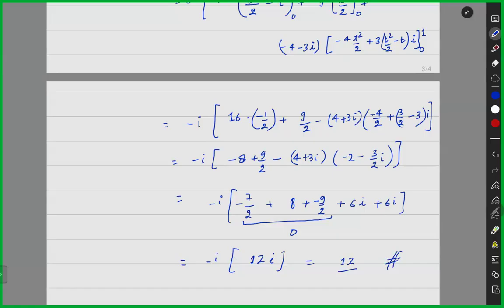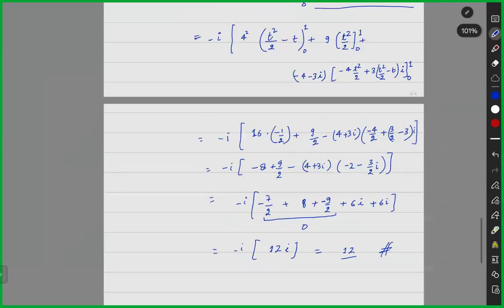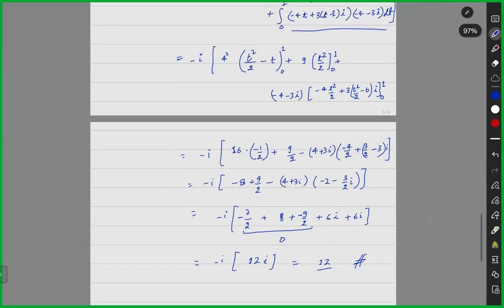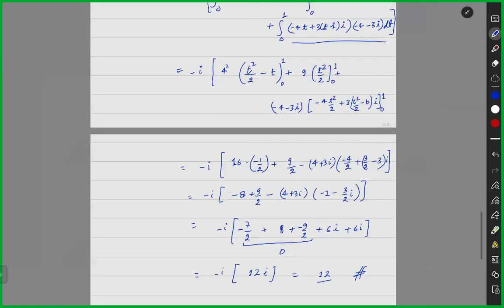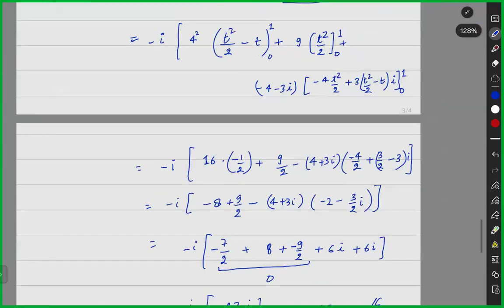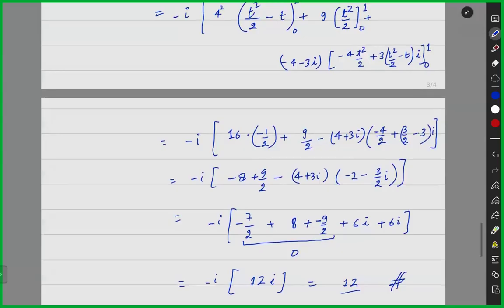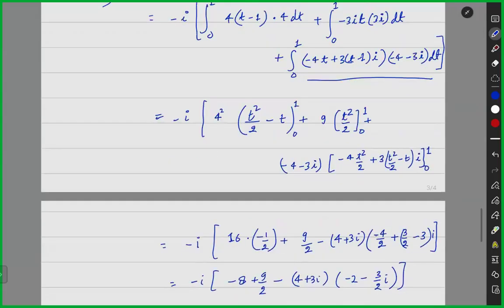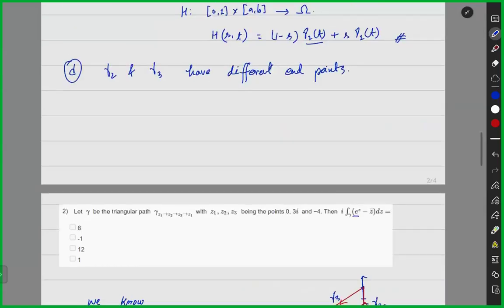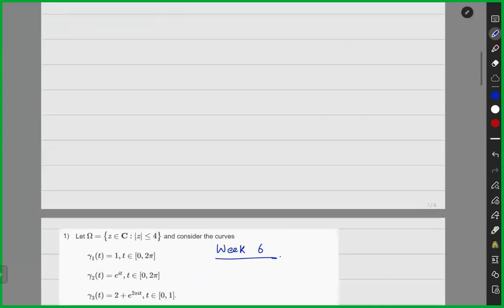Okay, you also solve this calculation, verify if there is any mistake, but I hope there is no mistake. Okay, so now we can go to the next question. You understand this?